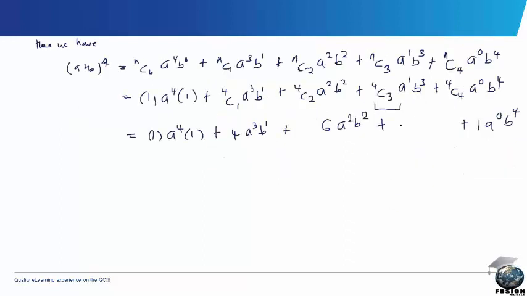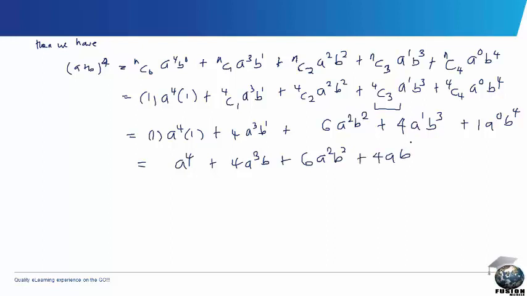And so we can write 4 a raised to the power 1 b raised to the power 3, and then we can simply conclude this as a raised to the power 4 plus 4a cubed b plus 6a squared b squared plus 4a b cubed plus a raised to the power 0 is 1, so 1 times 1 is 1, so we have b raised to the power 4.